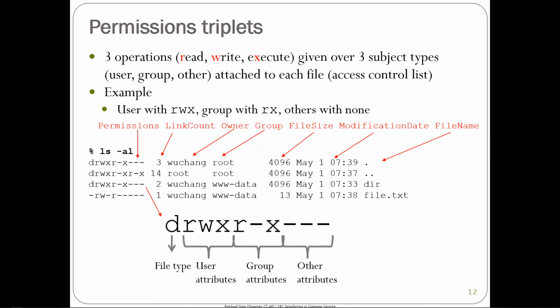So in this case, for this particular directory, the user can read, write, and change into this directory. The group, so anyone associated with the www-data group, can read the directory and change into it. And then anyone else can't read it and can't change into that directory.